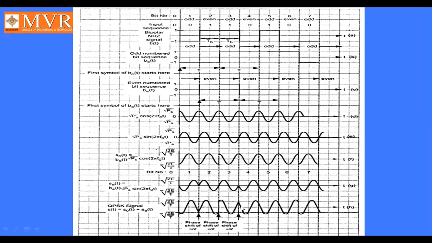So this is the cos signal and this is the sine signal. Here the cos signal is multiplied with b0(t). b0(t) means the odd sequence, and the sine signal is multiplied with the even sequence, be(t). be(t) means the even sequence. So the cos signal is multiplied with the odd sequence, and the sine signal is multiplied with the even sequence. We get these two signals and combine them: s0(t) plus se(t). When we combine both these signals, we get 4 phase shifts here: 1, 2, 3, and this is also 4 phase shift.